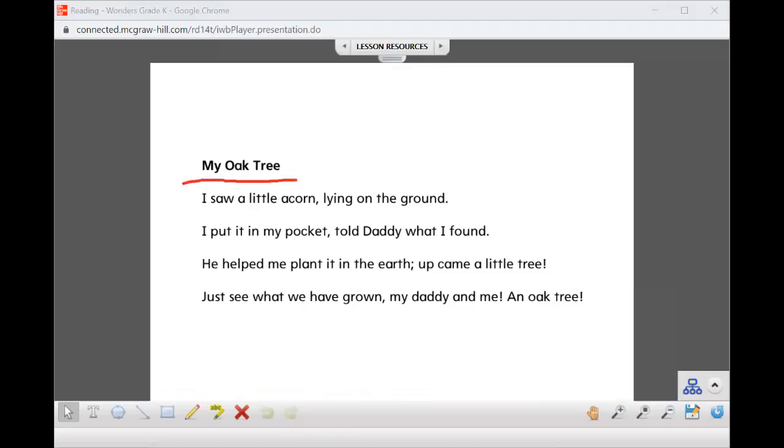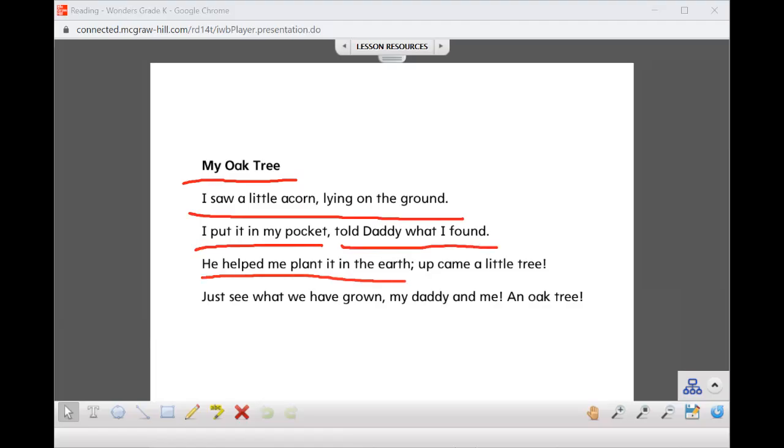My oak tree. I saw a little acorn lying on the ground. I put it in my pocket, told Daddy what I found. He helped me plant it in the earth. Up came a little tree. Just see what we have grown, my daddy and me.